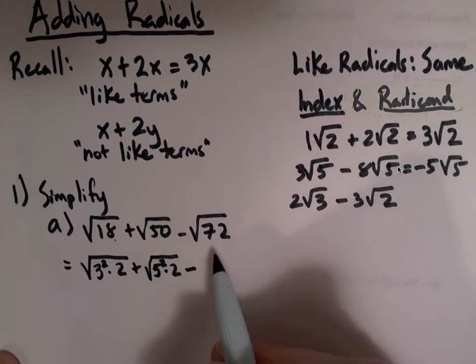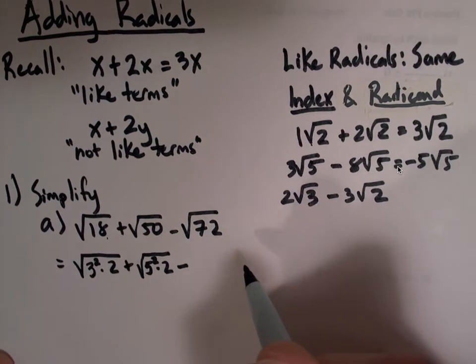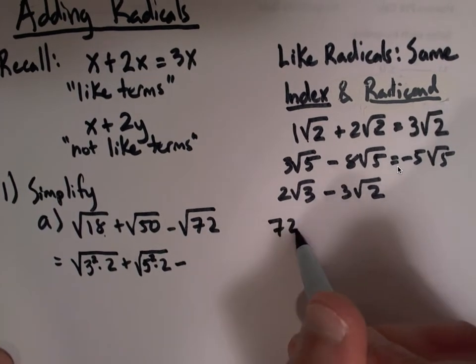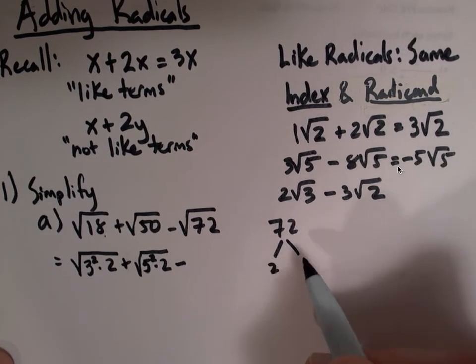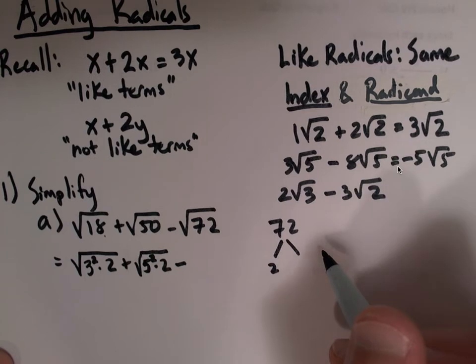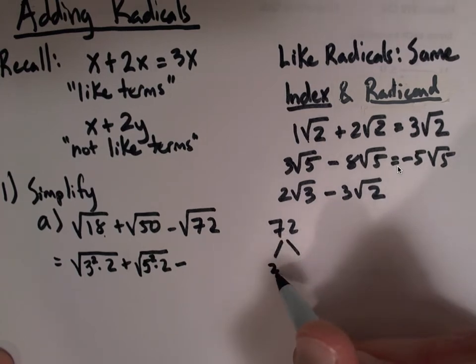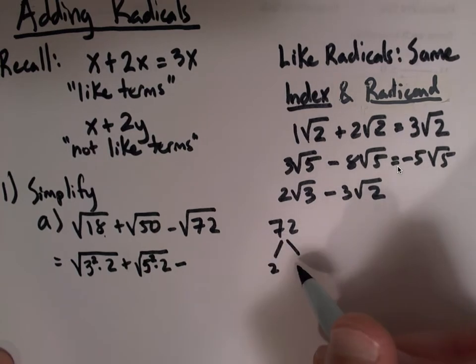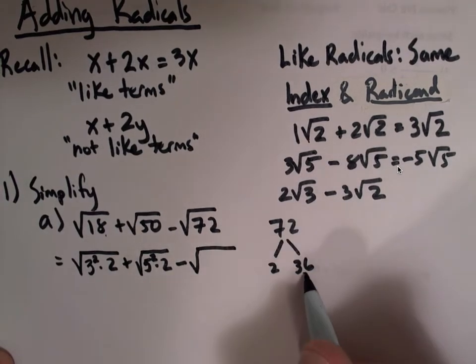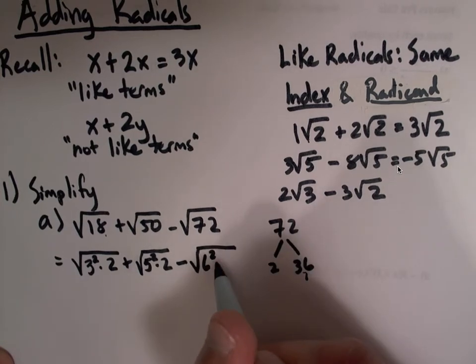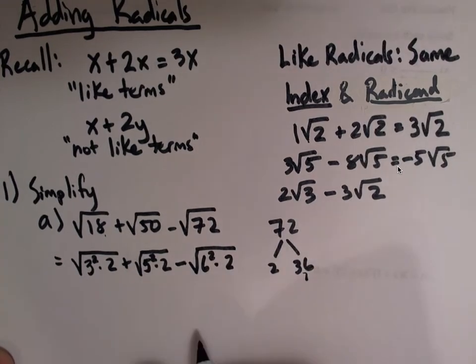And finally, 72. 72 is a little bit harder, so let me think about this. 72, we'll break that down. Let me just divide that by 2. So 72 divided by 2. Let's see, 70 divided by 2 is 35. 2 divided by 2 is 1, so 35 plus 1 is 36. Oh, there's my perfect square. So 72, I can break down into 36, which is 6 squared, and then my leftover is 2.